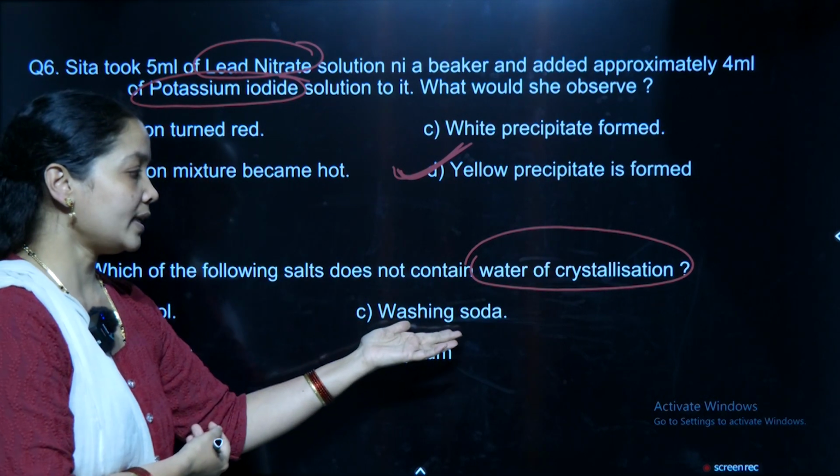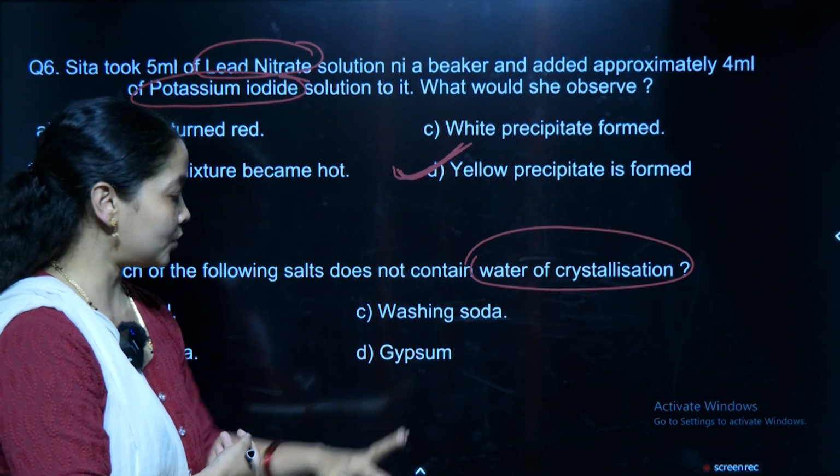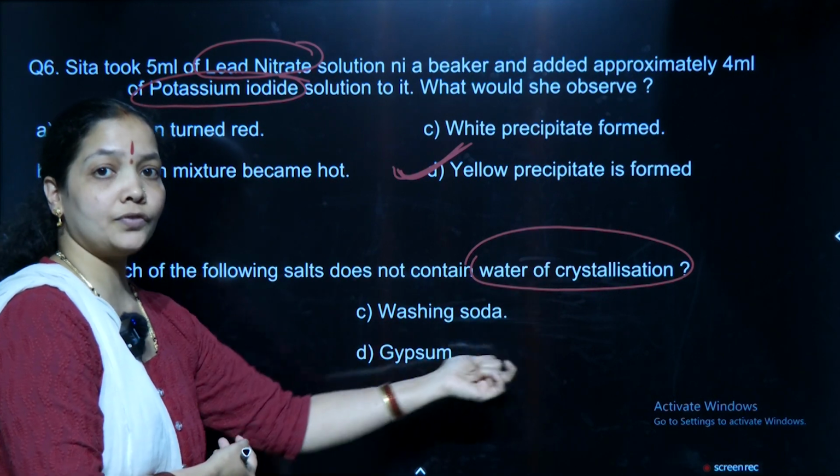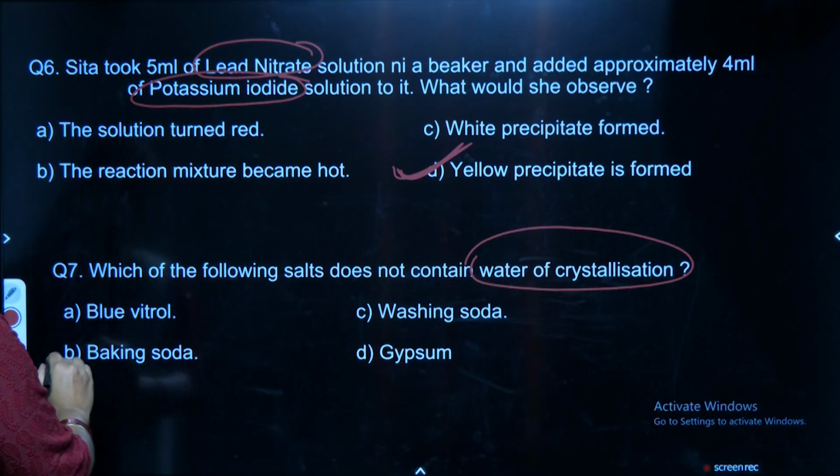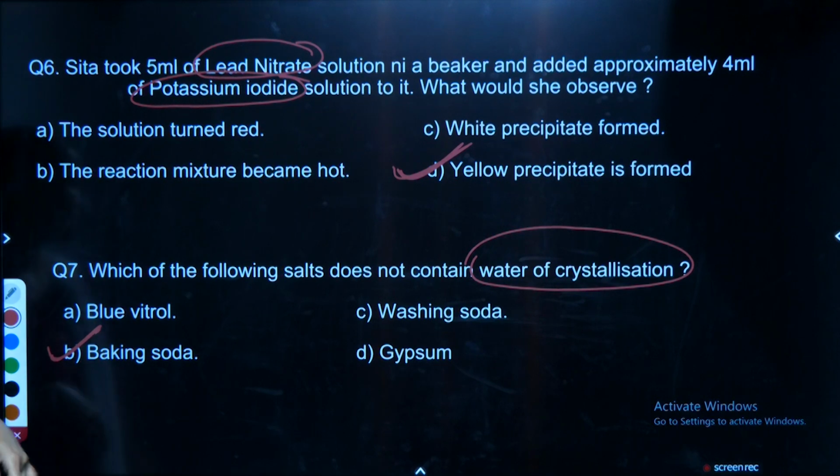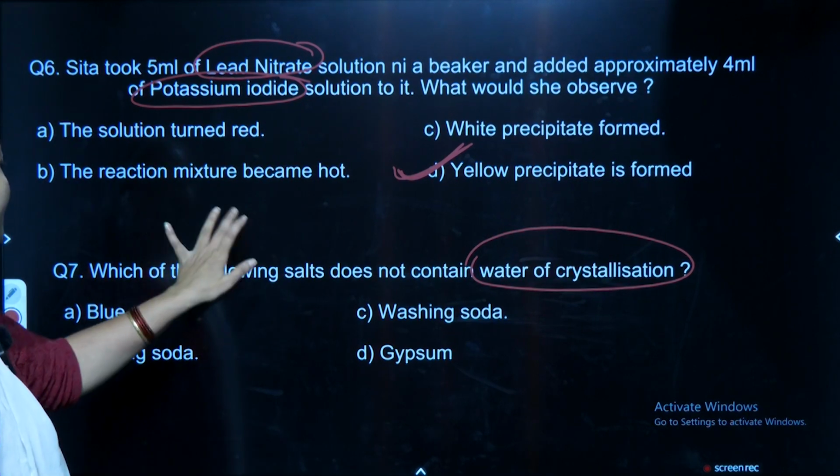And washing soda is Na2CO3.10H2O, gypsum is CaSO4.2H2O. The only substance without water content is baking soda. So this will be my right answer, option B.